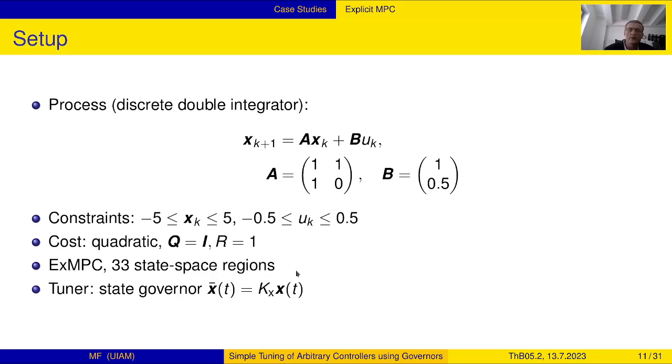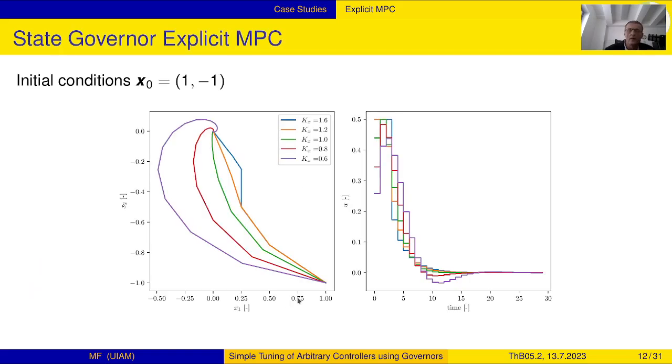And instead of recalculating for different weights, we can use the state governor, so only one parameter will change. And if you see here the state portrait with variables first and second state, we start with the point 1, -1 and we go to the origin 0, 0. You can see, for example, this magenta line that goes quite slowly, or the blue line or yellow line that go very, very quickly.